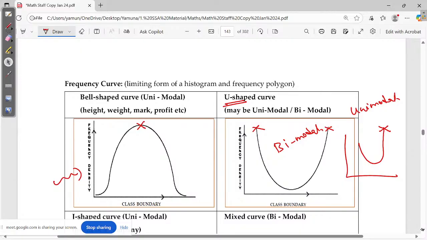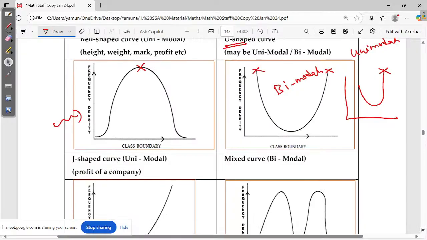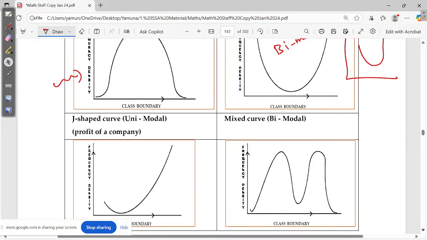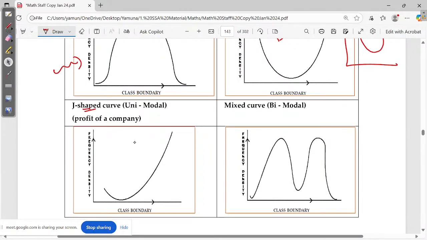Shall I take over? J-shaped. See, here it cannot take a big value, which means here it cannot extend. So ultimately this will be the peak value. So this will be the modal value. So it's unimodal. What about over here? It can meet over here. Actually, it can be unimodal or bimodal also.